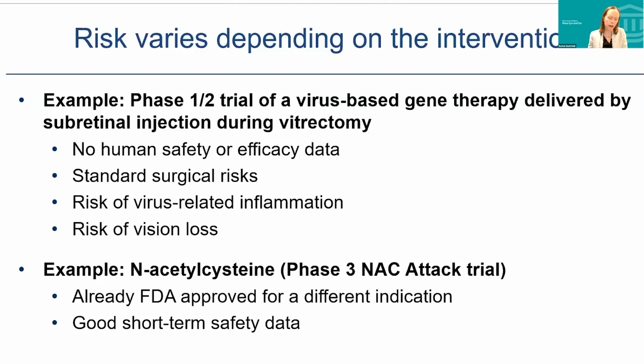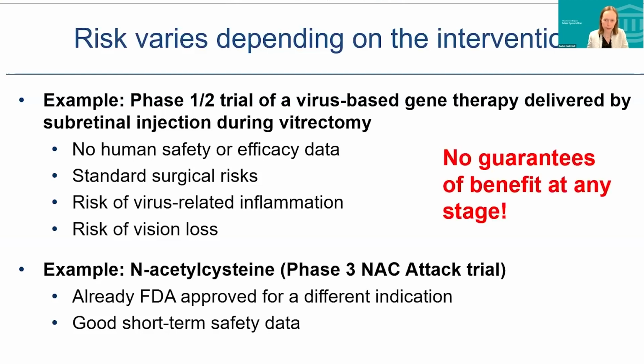In contrast, by the time we get to a phase 3 trial, we've been through phase 1 and 2. We have a sense of what the risks are. We know how to hopefully ameliorate them. And in the case of the one trial that my clinicaltrials.gov search landed on, this is of an oral medication that's already FDA approved for a different indication that gives us a sense of safety. And there's also good short-term safety data from the earlier studies in RP. So different stages, different risks, but I also want to stress that there is no guarantee of benefit at any of these stages of a clinical trial.